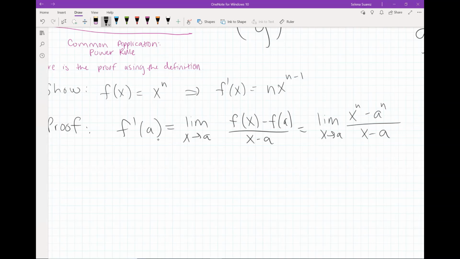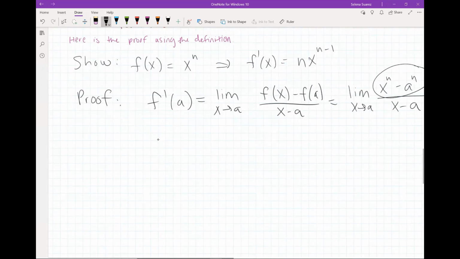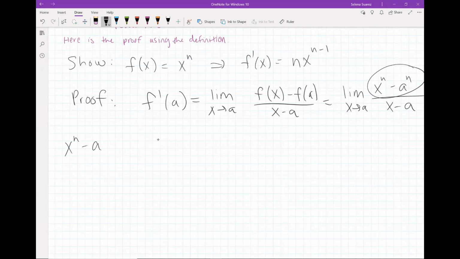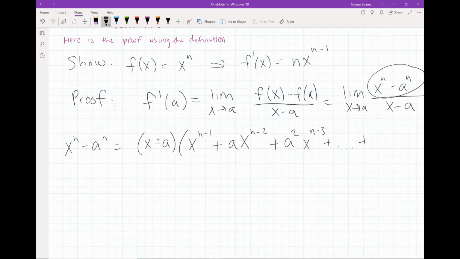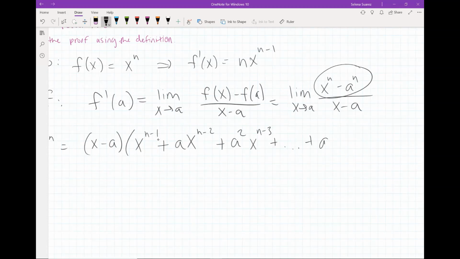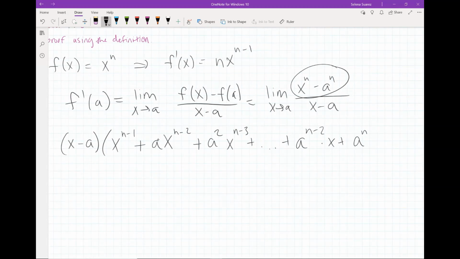Okay, so basically we need to break down this right here. So x to the n minus a to the n is equal to, and I'm actually going to pull out x minus a from this. So if we do that, then on the inside over here, we're going to get x to the n minus 1 plus a x to the n minus 2 plus a squared x to the n minus 3 plus, and then dot dot dot, so plus a to the n minus 2 times x plus a to the n minus 1.